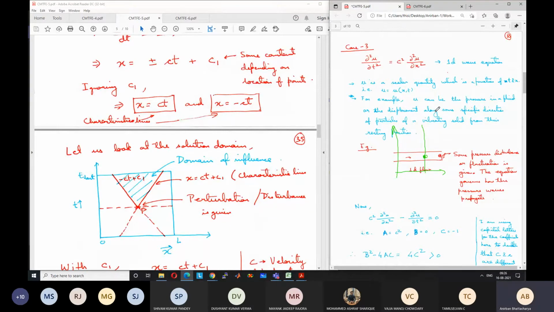Assume that there is no flow. Fluid is there, a 1D fluid is there, but there is no flow. After, say, a certain time, after 1 second, how much region will get influenced by the pressure wave?